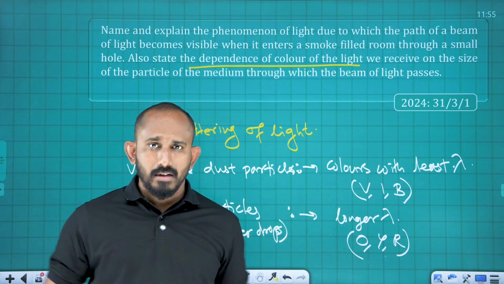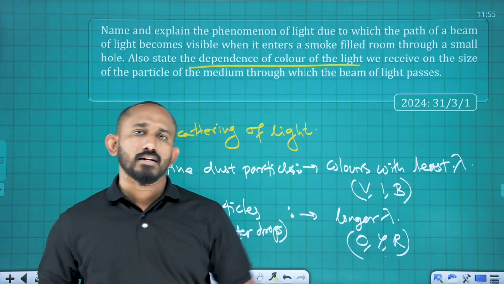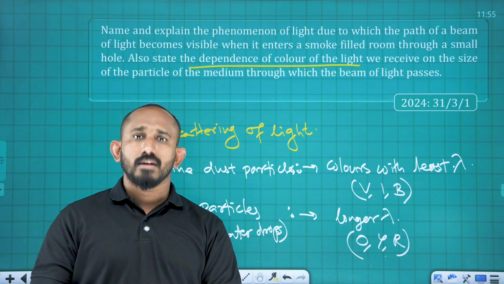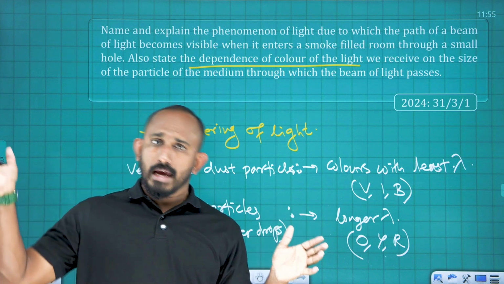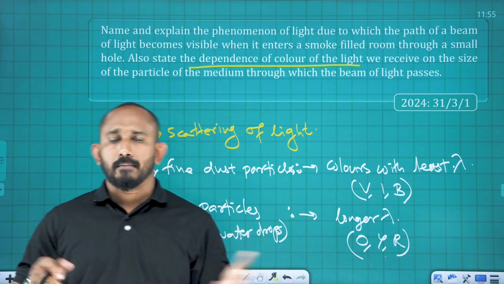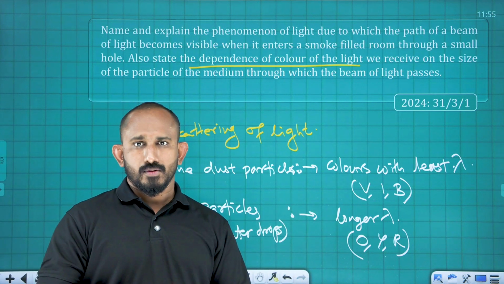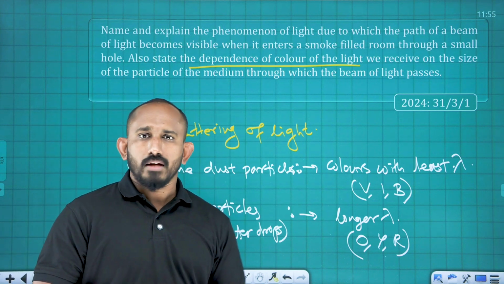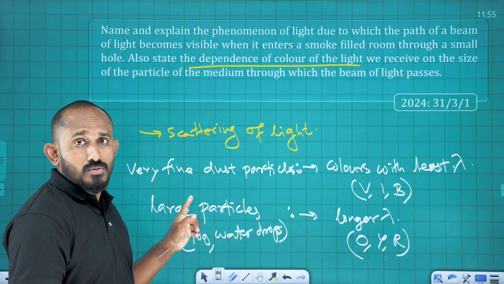Or if there are very big particles, then the light as a whole will scatter, and we see white light. Clouds are seen as white. Why? Clouds are made up of big particles, so the entire light scatters at a time, and we get white color. All 7 colors mixed together give white color, you know it. Okay, so this is about the size of the particles too.